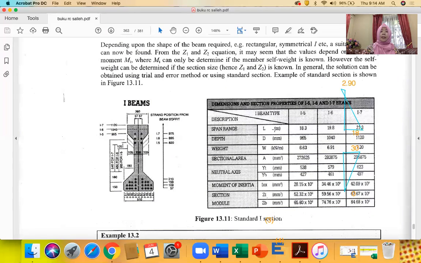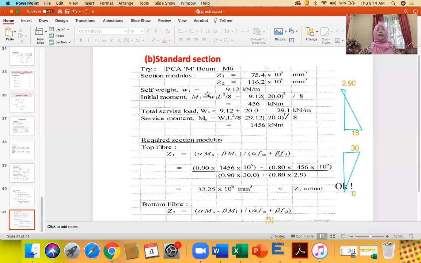So everything is already given. All we need to do is calculate the self-weight due to the section and the total service load. Having calculated all this, we get the value. Our next step is to calculate Z1 and Z2. This is the calculated one. If your calculated value here is less than the actual, it means that the section you selected can be used for the beam. For example, here we got 32.25, while for the section that we try, Z1 is 75, which is much bigger than the Z1 obtained from the theoretical calculation. Therefore, we can use this section.